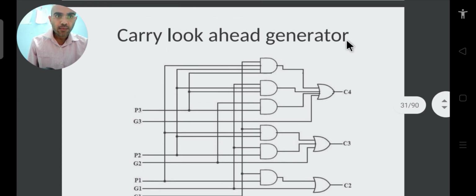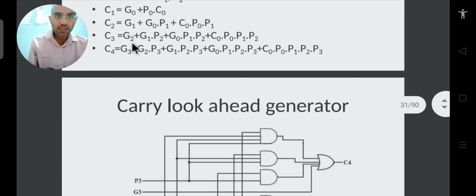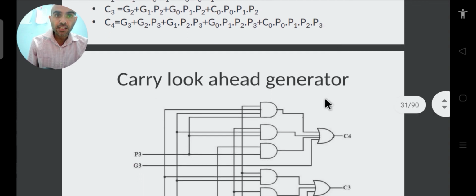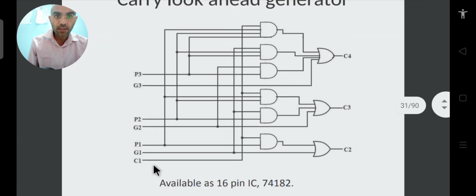So why C1? Because you see, in this particular equation of C3, if you take from the last two terms P1 and P2 common, then whatever is remaining will be G0 plus C0 P0, and that is equal to C1. So that is why, rather than taking all of them, we have just taken C1 because C1 is available. Okay, so C1 is this. So that is why C1.